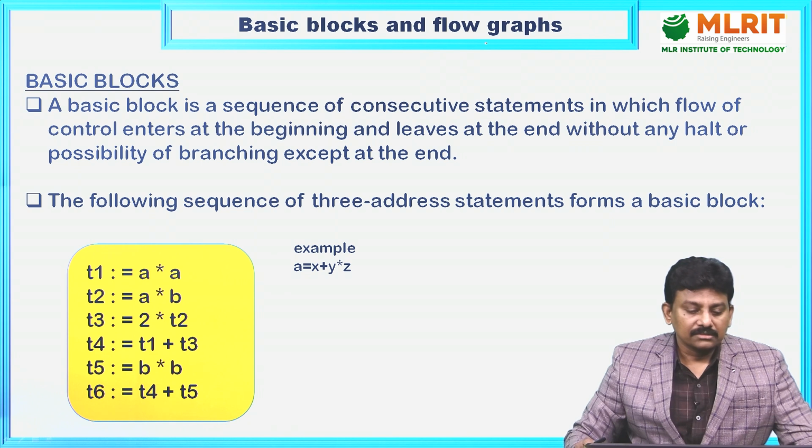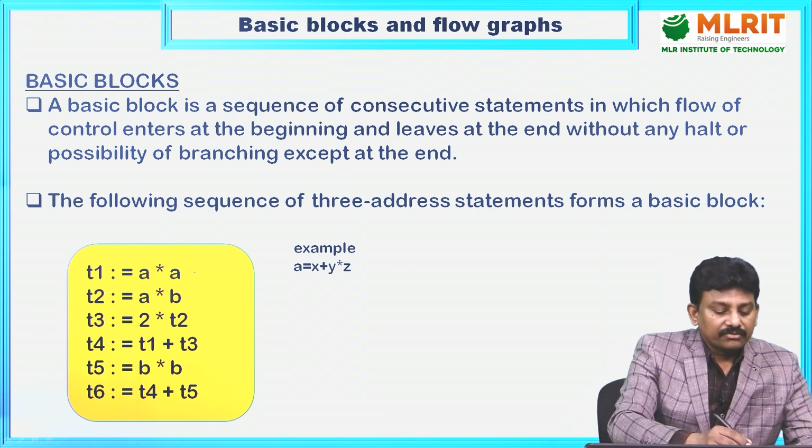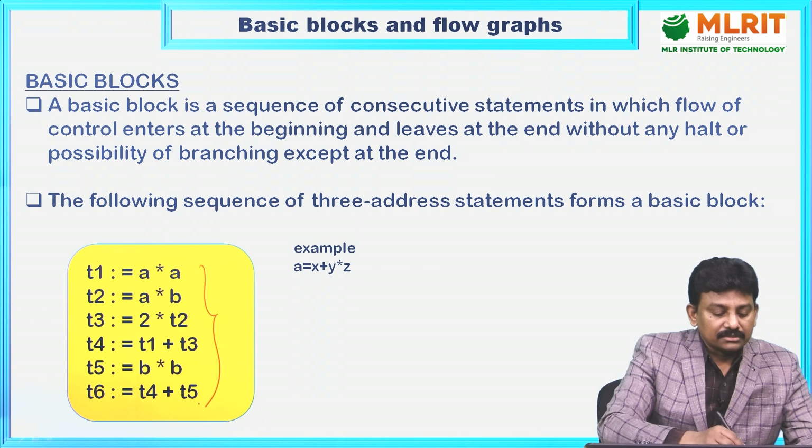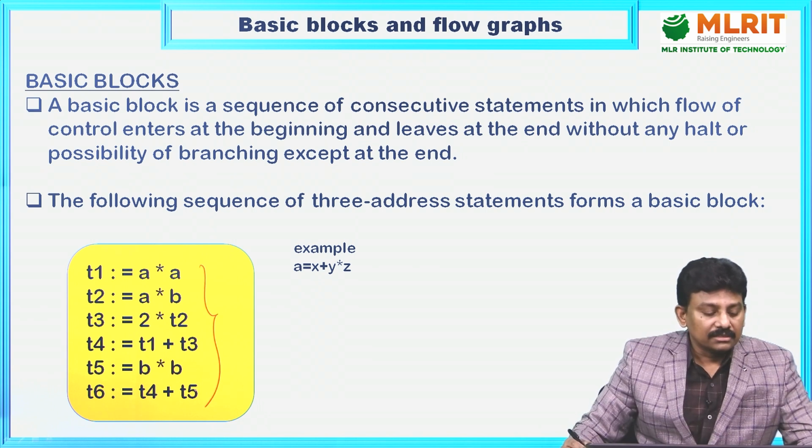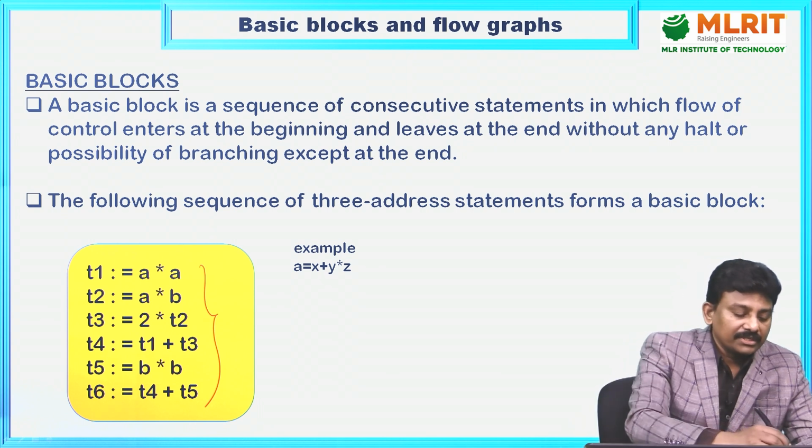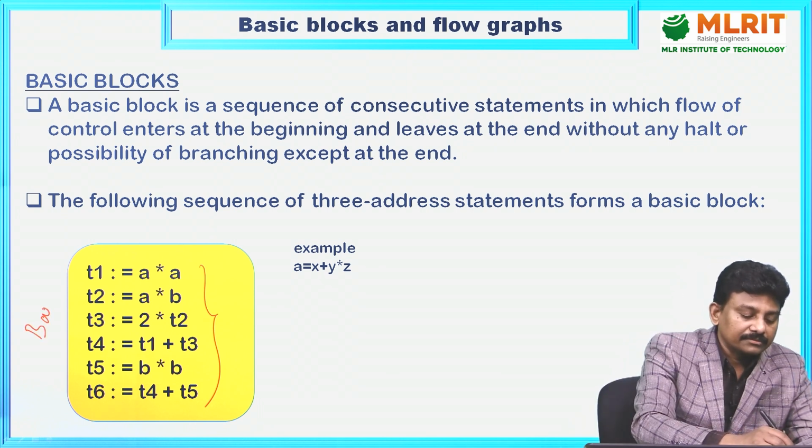A basic block is a sequence of consecutive statements in which flow of control enters at the beginning and leaves at the end without any halt or possibility of branching except at the end. For example: T1 = A * A, T2 = A * B, T3 = 2 * T2, T4 = T1 + T3, T5 = B * B, T6 = T4 + T5. These are consecutive statements, so this is a basic block.